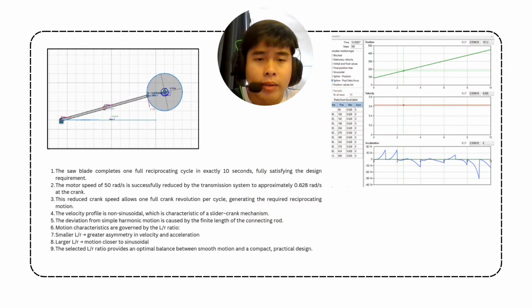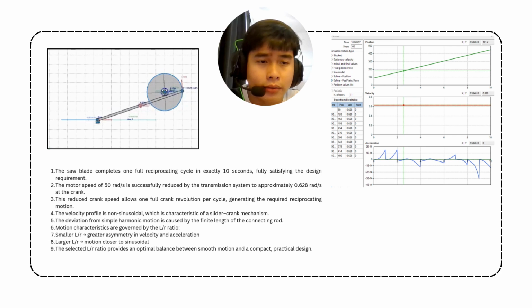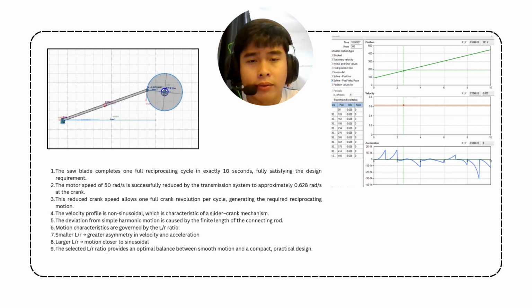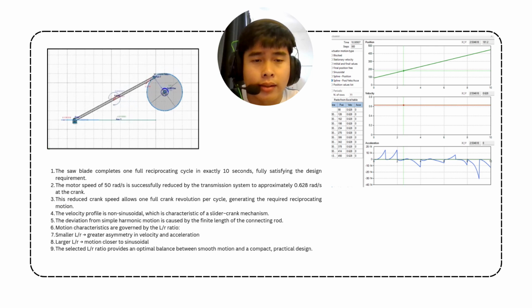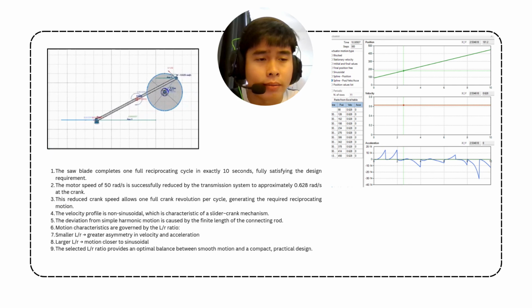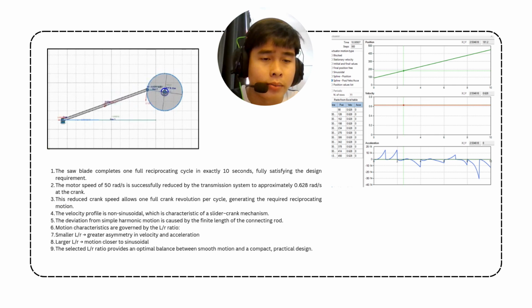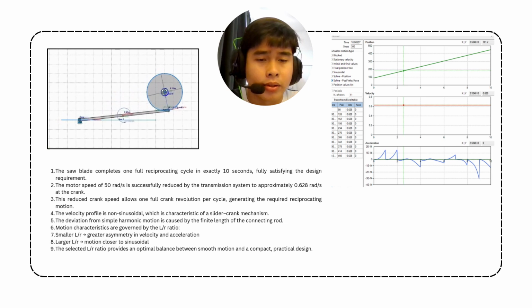The velocity-time and acceleration-time results confirm that the saw blade completes one full reciprocating cycle in exactly 10 seconds, meeting the design requirement. Although the motor runs at 50 rad per second, the transmission and speed reduction system successfully reduced the crank speed to approximately 0.628 rad per second, enabling one full crank revolution per cycle and producing the required reciprocating motion.